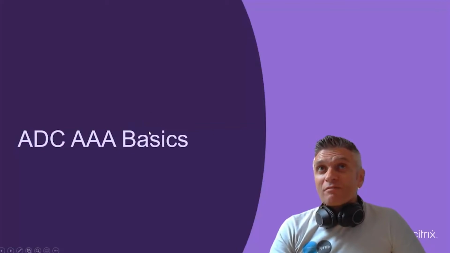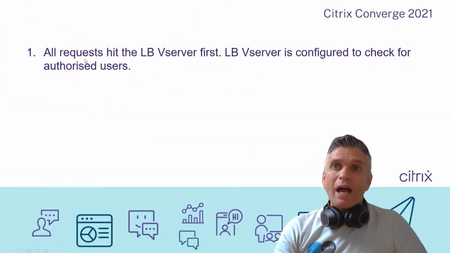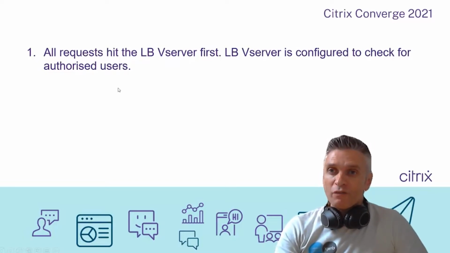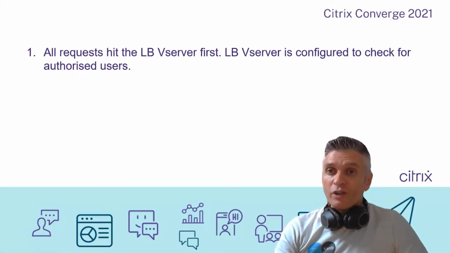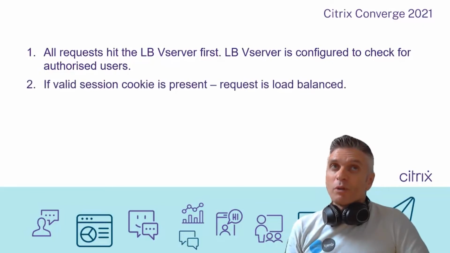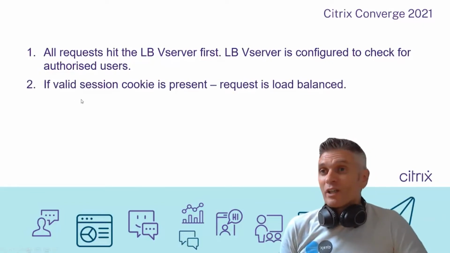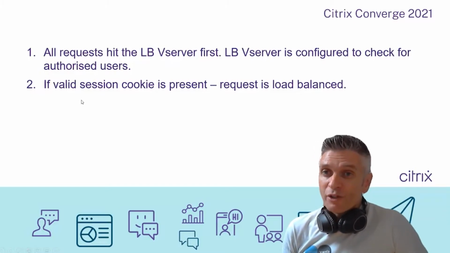To understand what we're going to do with this, a little bit about AAA. So how does that work? All requests hit the load balance vServer first. We check for the authenticated cookie. If the authenticated cookie is not there, then we send them to AAA. If the valid cookie is there, we just load balance the traffic and send it on its way. It's a validated user.